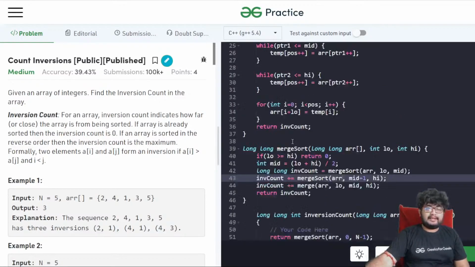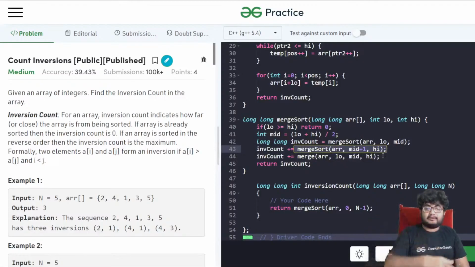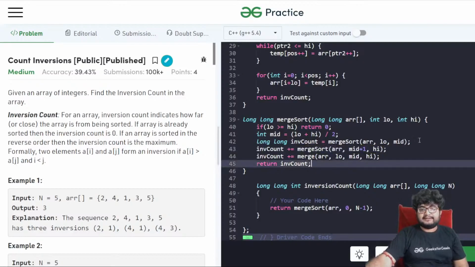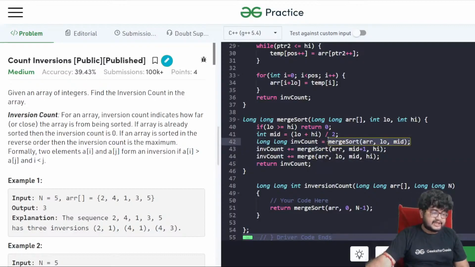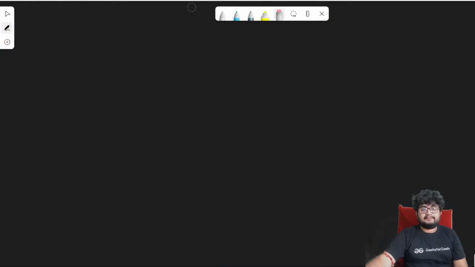How is this working? The merge operation will find the inversion count between the first half and the second half, and merge sort will recursively calculate the inversion count in the first half. We will add to that the inversion count in the second half, and then we'll add the inversion count between the first half and the second half. That's why this will return the inversion count in the first half, this will return the inversion count in the second half, and this will return the inversion count between the first and second half, and then we'll return the final inversion count of both. That's basically the idea. Is this clear with everyone?